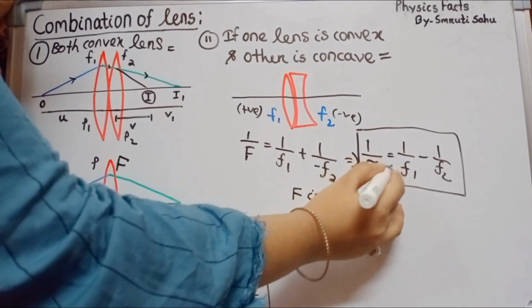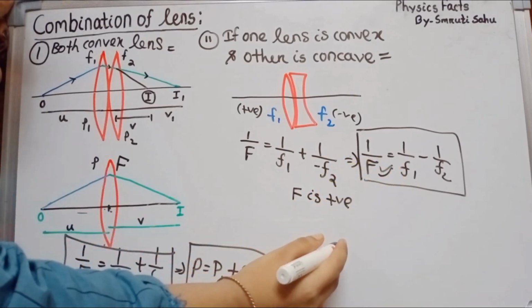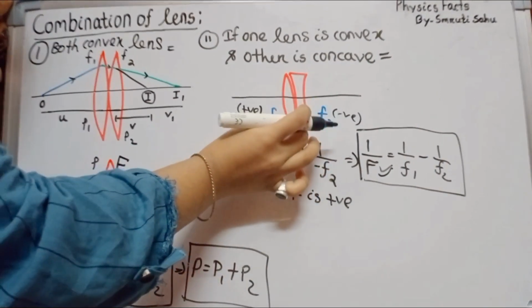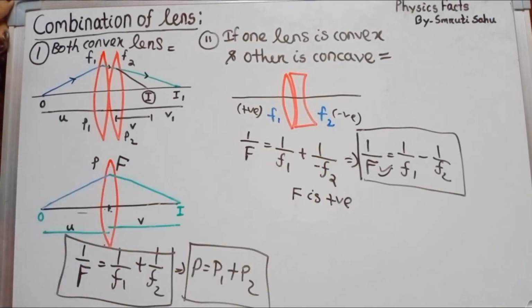If that f is a positive value, then the combination of convex and concave lens behaves as a convex lens.